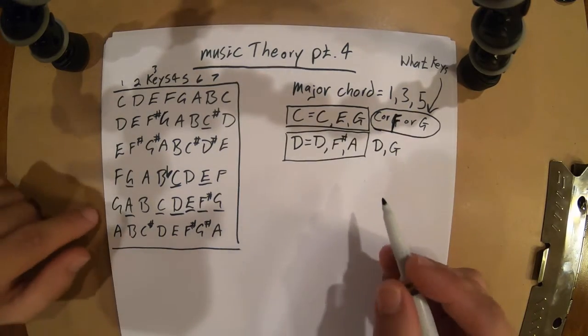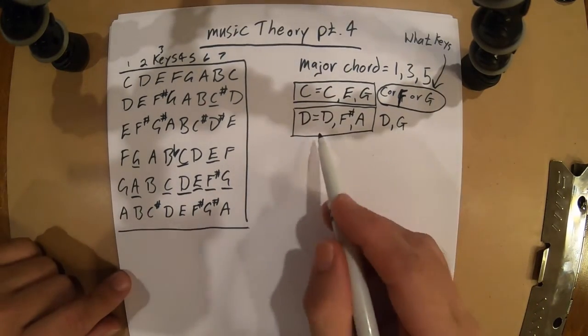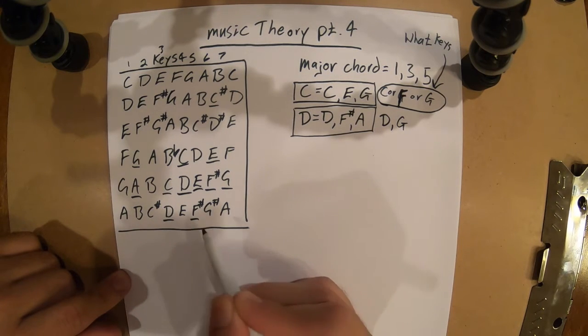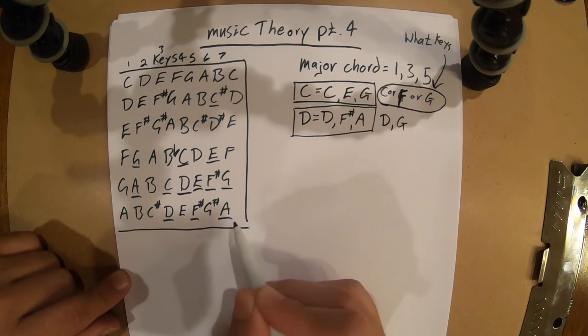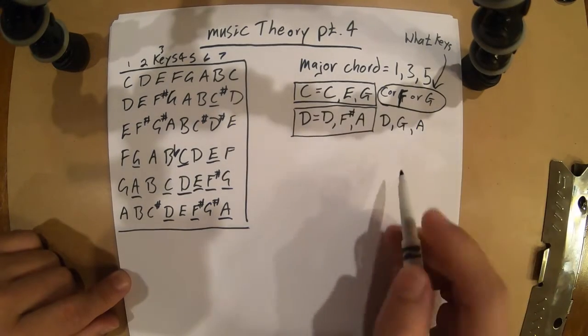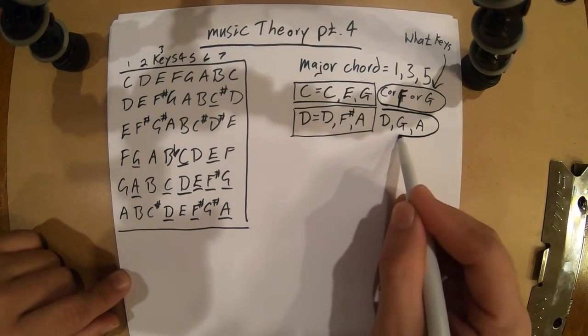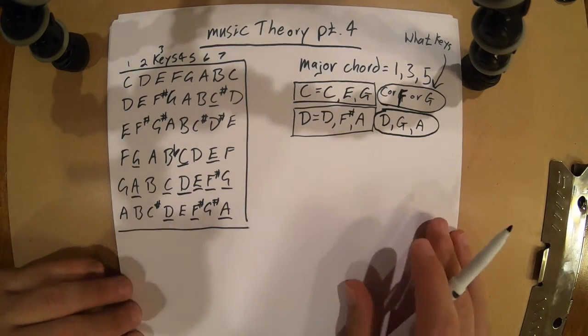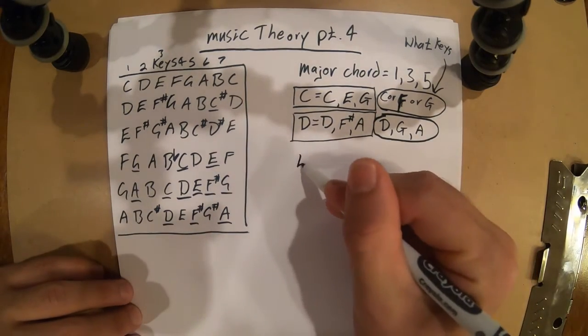That works. And then we'll check the key of A. Do we have the D that we need? Yes. Do we have the F sharp that we need? Yes. Do we have the A? Yes. So here are the three keys where D is a good chord choice. All right, let's go on to E.